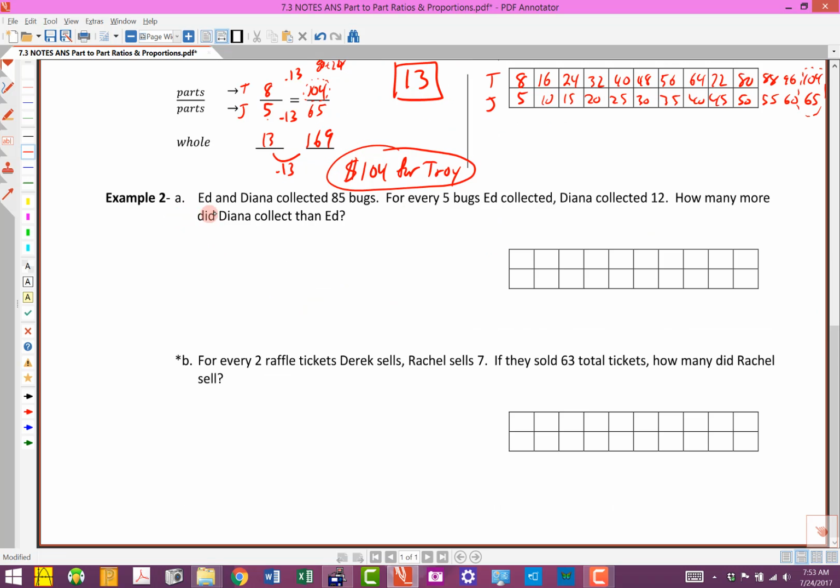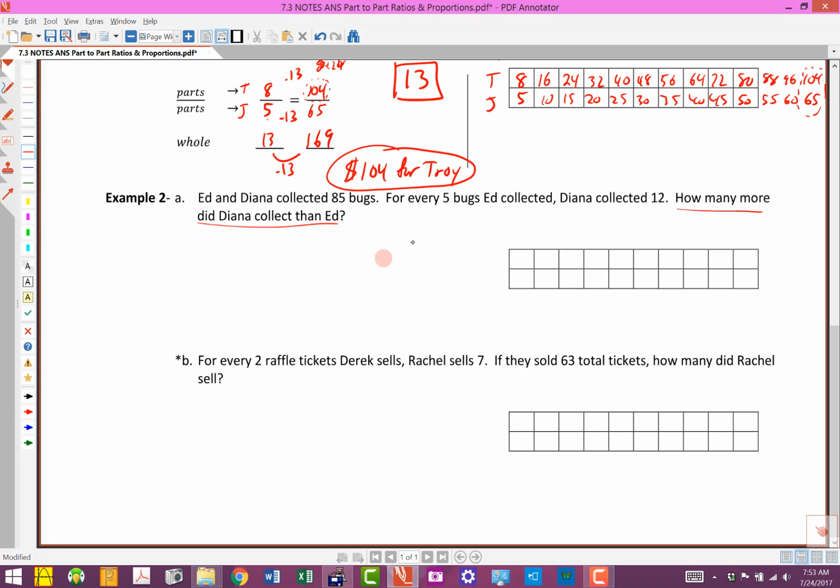Okay, now let's take a look at this one. Just a couple more quick examples. Ed and Diana collected 85 bugs. They collected 85 bugs altogether. For every 5 bugs Ed collected, Diana collected 12. How many more did Diana collect than Ed? So notice in the question right here, it says, how many more did Diana collect than Ed?